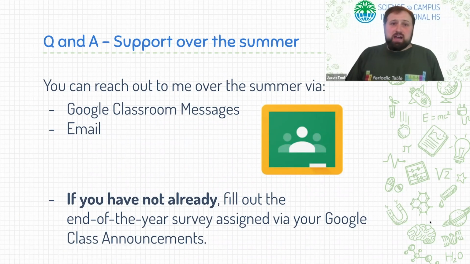So at this point, you may have some questions about how to get started, or you may have already tried getting started and you're not sure how to continue. The best way to reach out over the summer is via Google Classroom. You can certainly message me there through the assignment, or you can send me an email directly. You also should keep an ear to the ground for some optional Zoom sessions that we will be offering, just to have some office hours and offer some support for you guys if you run into hurdles. If you have not already, please fill out the end of the year survey assigned via your Google Classroom announcements that asks about your availability for when we're going to be scheduling those office hours.